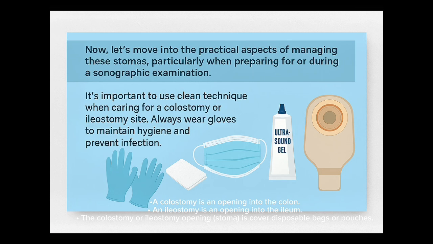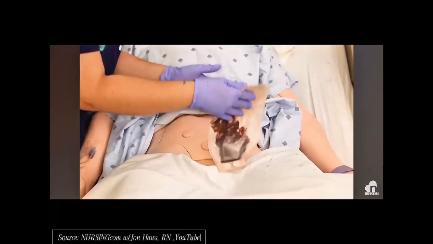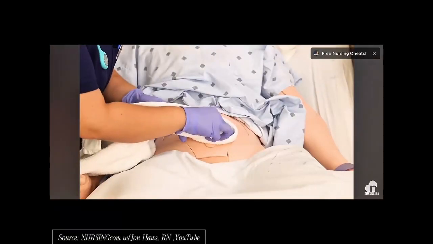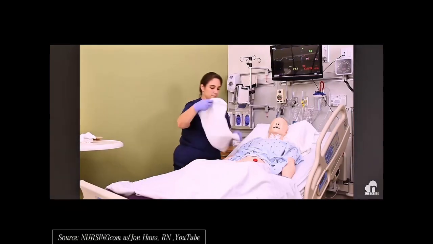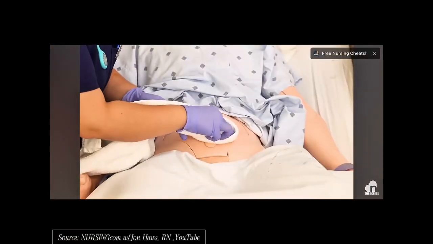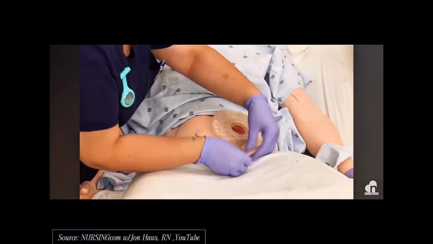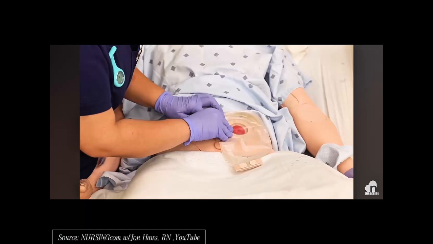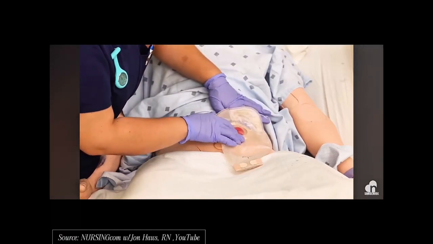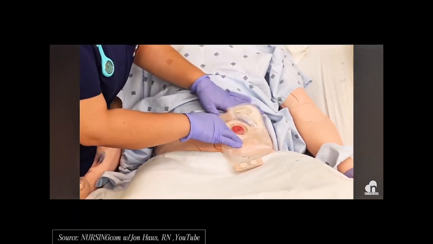It's important to use clean technique when caring for a colostomy or ileostomy site. Always use gloves to maintain hygiene and prevent infection. When preparing for a scan, gently remove the old appliance and clean the area around the stoma. Place a folded cloth pad or towel around the stoma to absorb discharge and protect the area. Empty the old appliance into the toilet and dispose of it properly, ideally in the plastic bag. Clean and dry the skin around the stoma before applying a new bag.